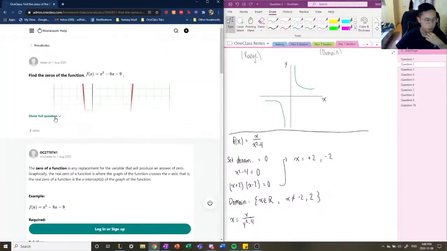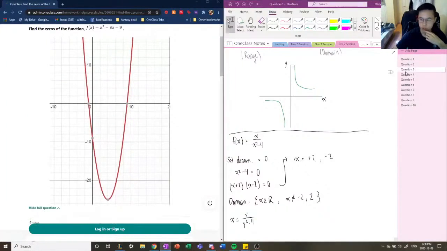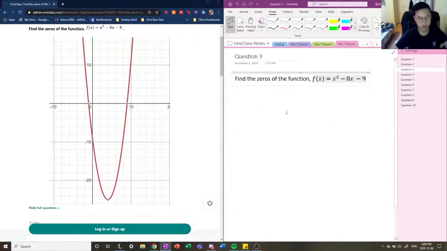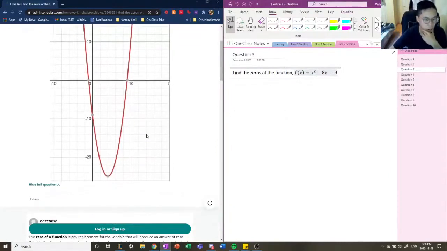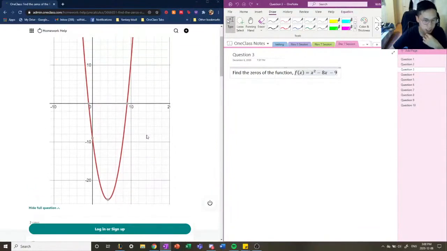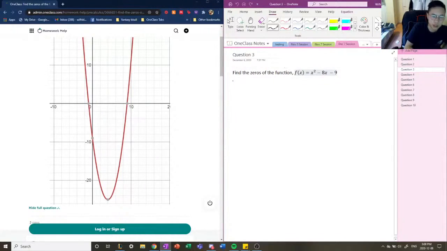Okay, so let's move on to the third question here. The third question reads, find the zeros of the function f of x equals x squared minus 8x minus 9. When they tell us to find the zeros, they're asking us to find the solutions for this equation here. So find the zeros.